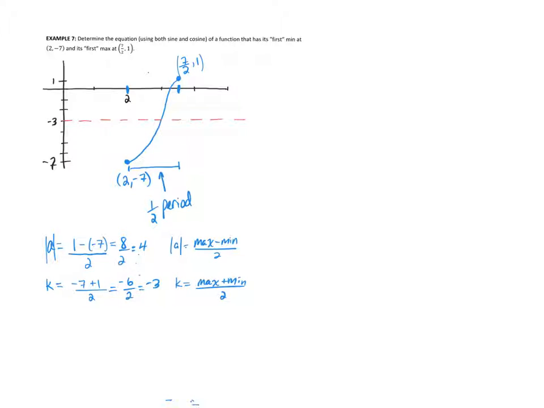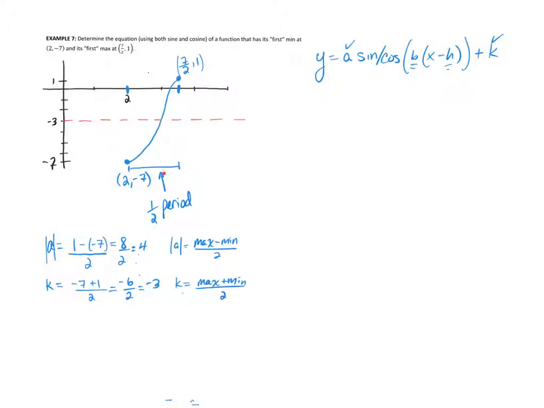Okay, so as far as our template goes, we've got y equals a, and we're going to use either a sine or a cosine of b times (x minus h), plus k. So we have a pretty good handle on a, and we have a good handle on k. We're going to need the b value, and I think once we get that, we'll figure out what the h value is. So let's come back to our story about the period.